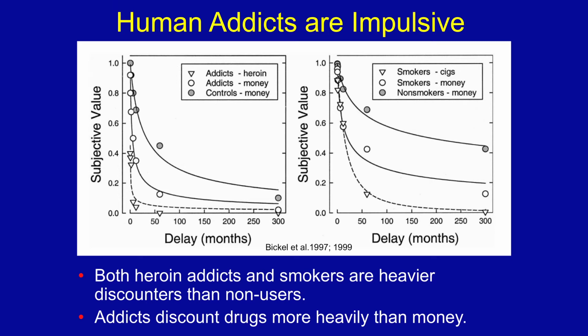Interestingly, the value of heroin is discounted even more steeply. These were heroin addicts. And it's not just for illicit drugs. So here are smokers, okay? Here are controls, here are smokers, and smokers also discount the value of rewards more quickly. And from the mouse studies, we can say, well, these guys have never drunk alcohol, so it's something that's in their genes that is predisposing them where if I gave them the chance to drink, they would drink more.